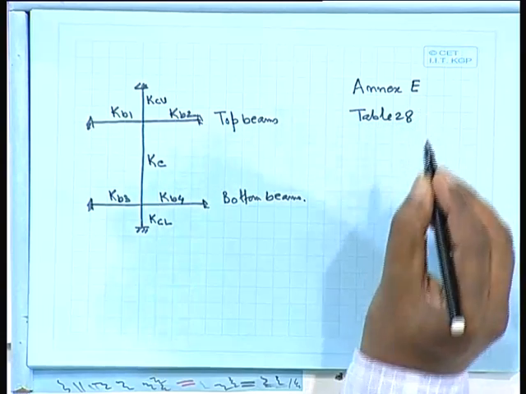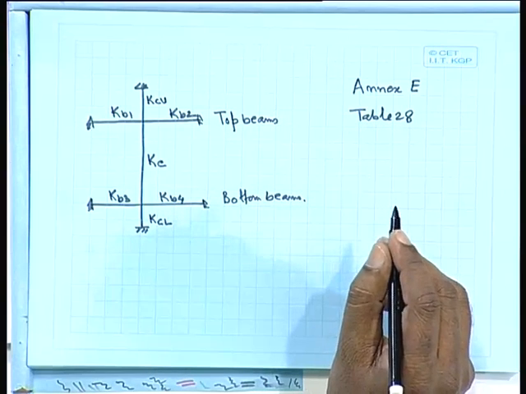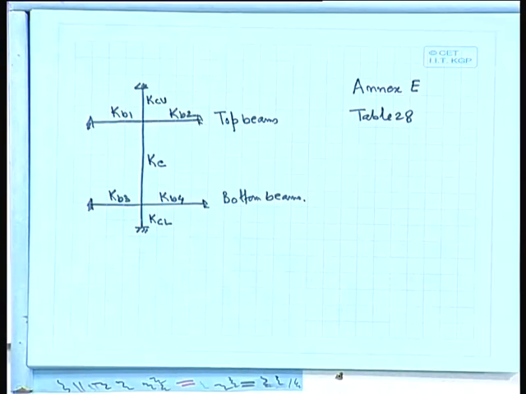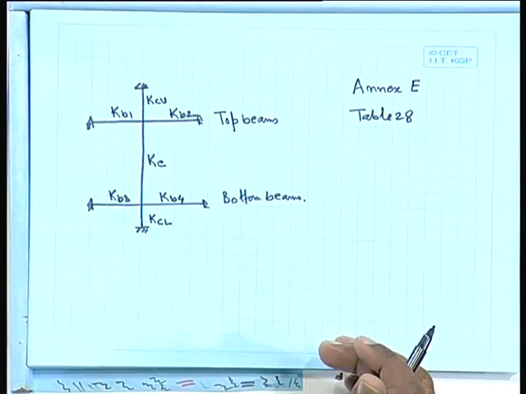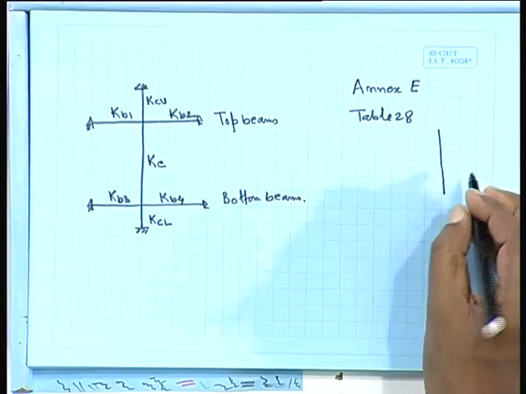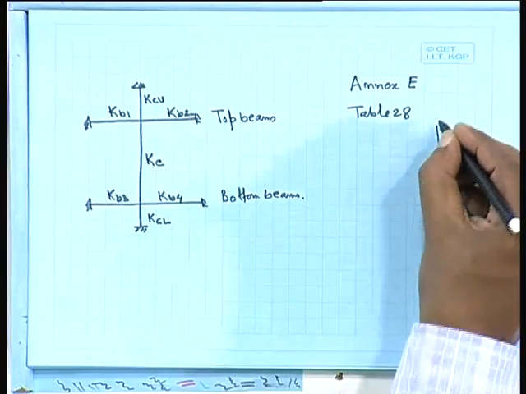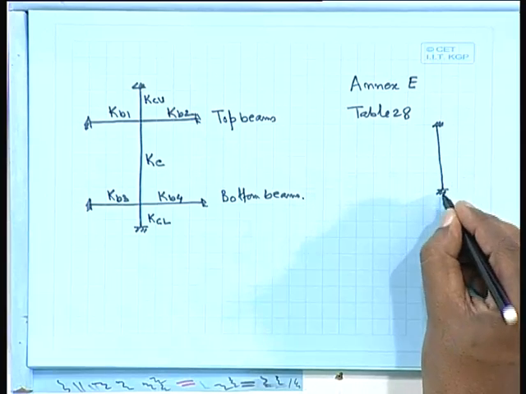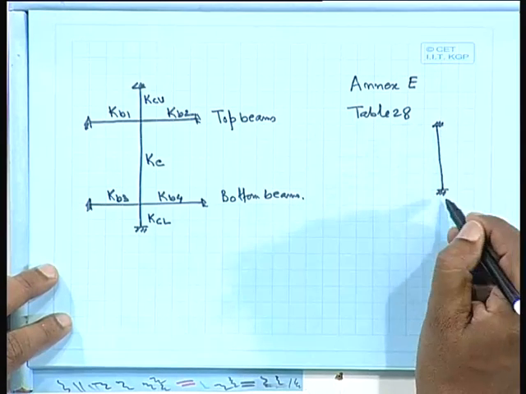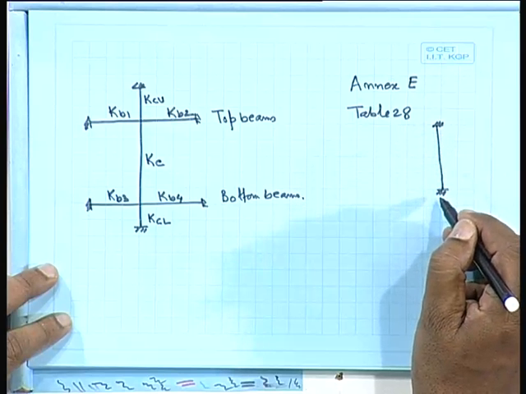and Annex E, that is your Table 28. If you remember Table 28, there are 7 cases, and one of the cases I should remind you: effectively held in position and restrained against rotation in both ends. That means the case where we have effectively held in position and restrained against rotation at the top as well as at the bottom.